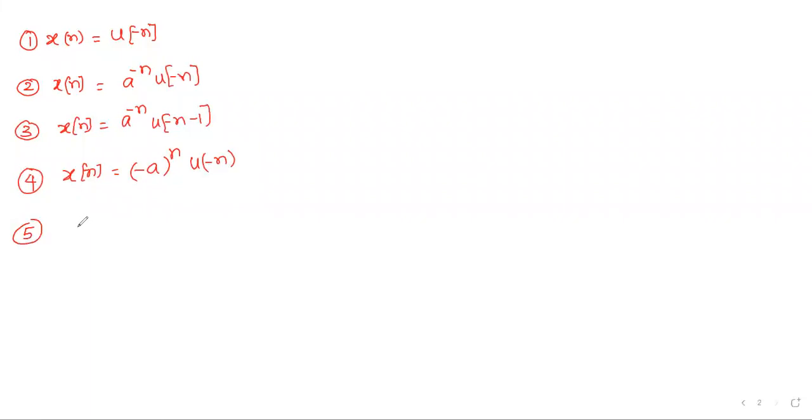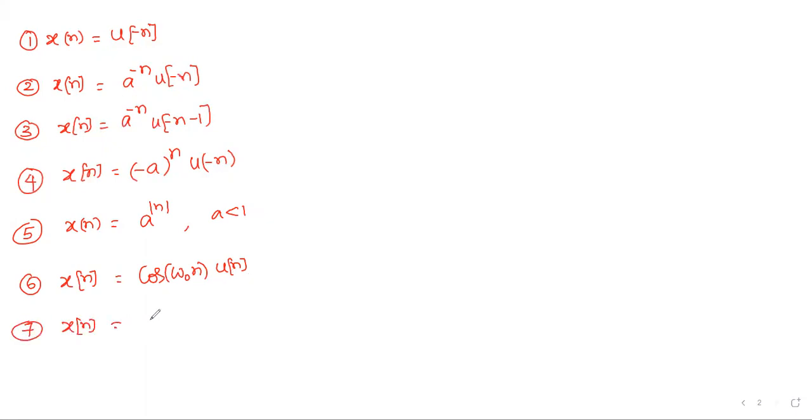Fifth one, x of n is equal to a power modulus n, where a is less than 1. And sixth one, x of n is equal to cos omega naught n into u of n. Seventh one, x of n is equal to sin omega naught n into u of n. So now in today's class, we will discuss all these 7 problems so that we can complete the basic Z transforms. In the next class, we will see the properties anyway. So now I will solve them one by one.